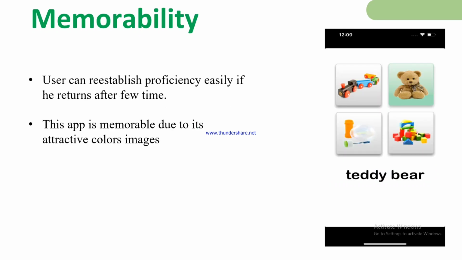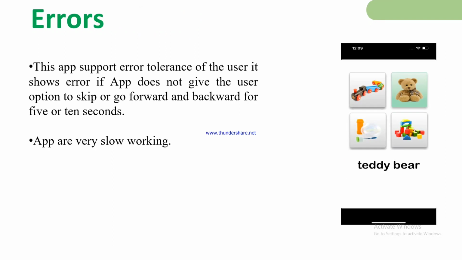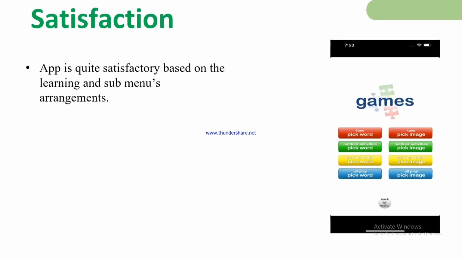Next, there is memorability. The user can re-establish proficiency easily if he returns after some time. This app is memorable due to its attractive colorful images. Next, on the usability option, I am talking about errors. This app supports error tolerance of the user. It shows an error if the app does not give the user the option to skip or go forward or backward for 5 or 10 seconds. The app is very slow. Next, there is satisfaction. The app is quite satisfactory based on the learning and submenus arrangement.